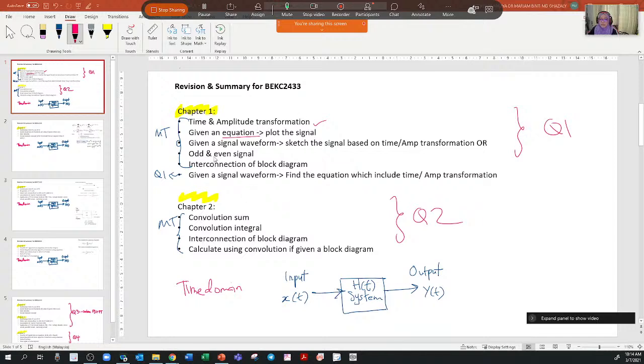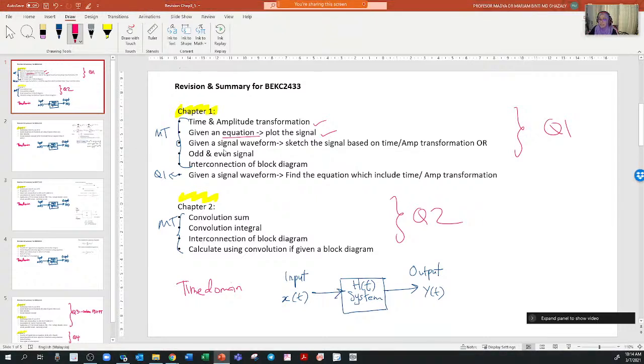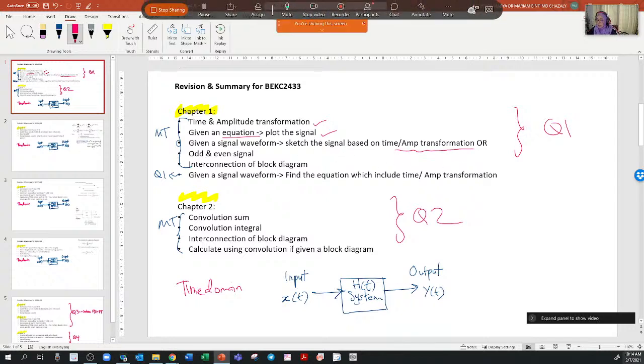Based on the given, I'm not sure if you heard me just now, but anyway, chapter 1 is that you have the time and amplitude transformation. Then you are given an equation, plot the signal. That one is the second one. And then you are either given a waveform and you are asked to plot the signal based on the time transformation that is given.